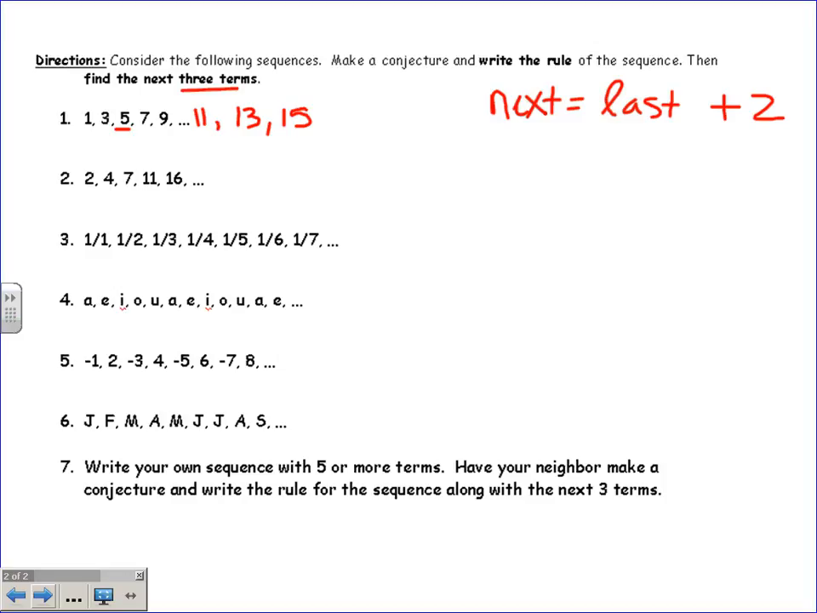Number 2 says 2, 4, 7, 11, 16. What's going on there? Someone raise their hand. You raise your hand and then wait for me to call on you. Anybody know what's going on? Please, say them. So we add 2 right here. Yeah. Then what would we do? Add 3. Then what would we do? Add 4. Then add 5. So we're adding consecutive integers is what we're doing. How are we going to write that rule? N plus.